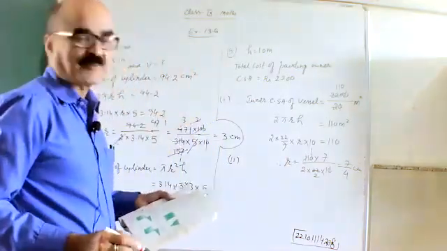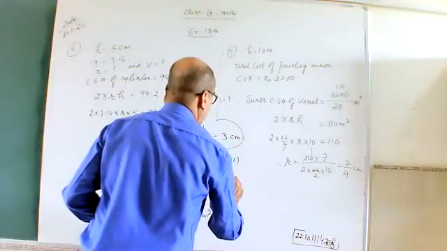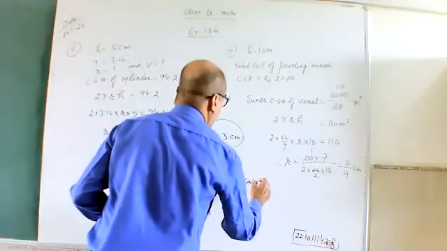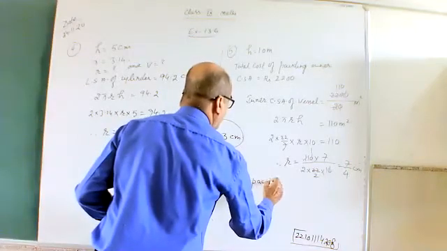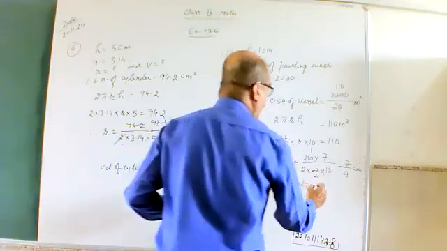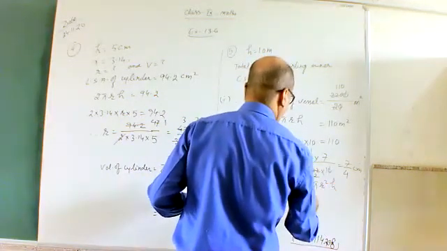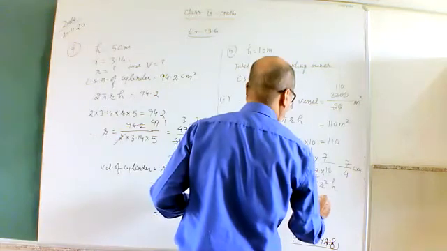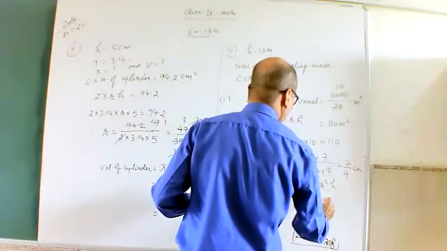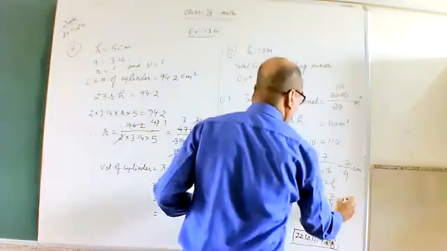And the last one is the capacity of the vessel. Capacity means volume. The capacity of the vessel will be equal to the volume of the cylinder, that is pi r square h. So pi is equal to 22 by 7, r is 7 by 4 into 7 by 4, and height is 10 meter.